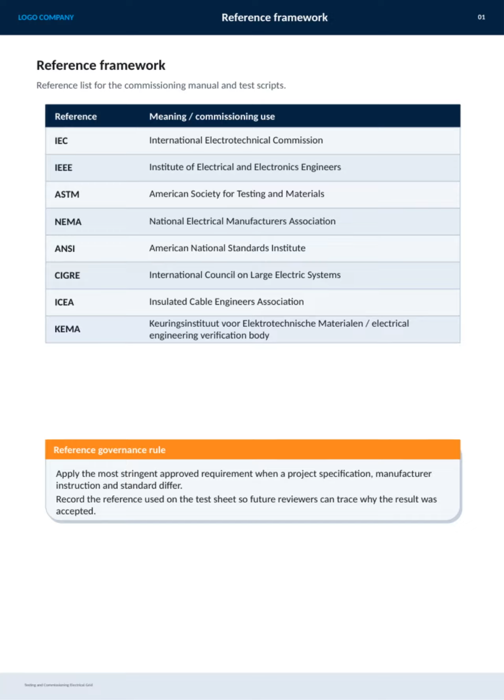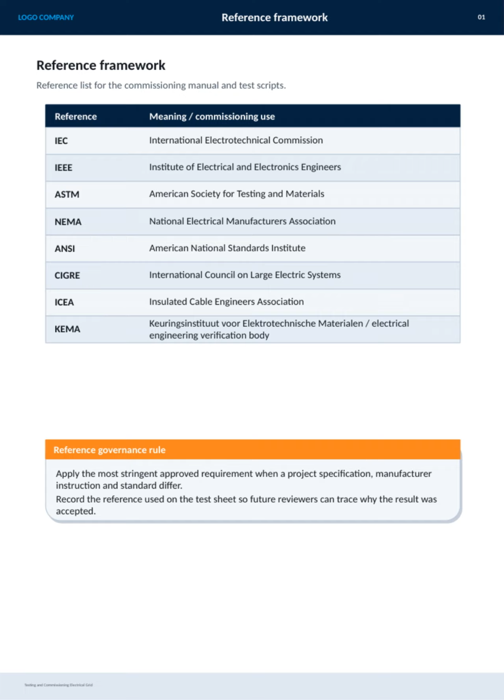Here, we have the reference framework that supports the testing and commissioning of electrical grids. This slide highlights key standard organizations that provide guidelines and standards widely used in our commissioning manuals and test scripts. The most important references include the IEC, which is the International Electrotechnical Commission, and the IEEE, the Institute of Electrical and Electronics Engineers. Both provide crucial standards for electrical systems.